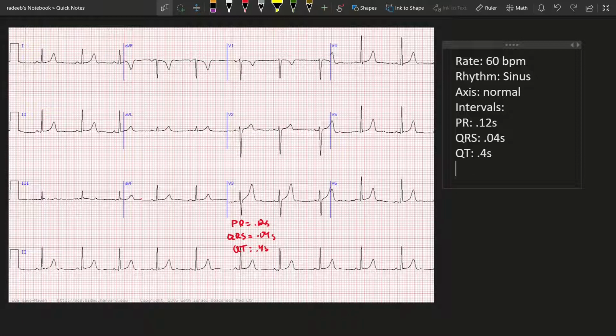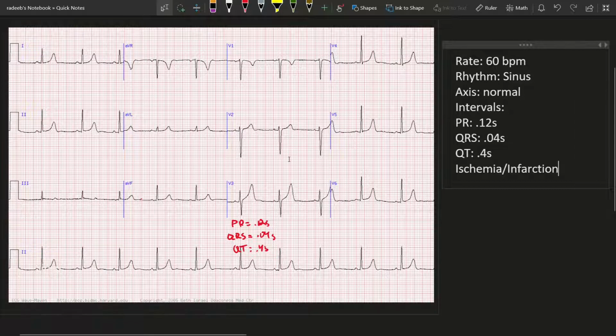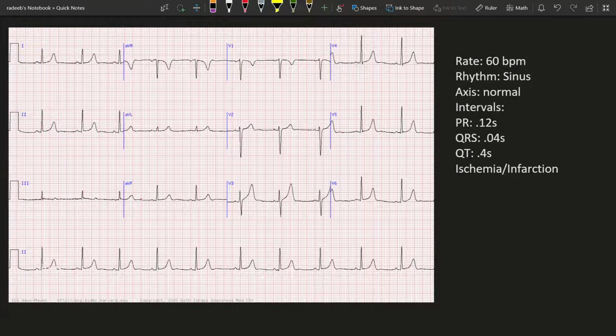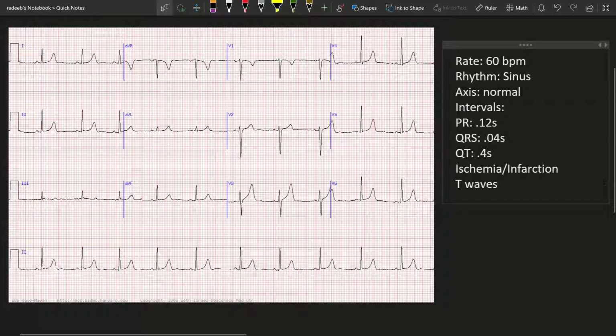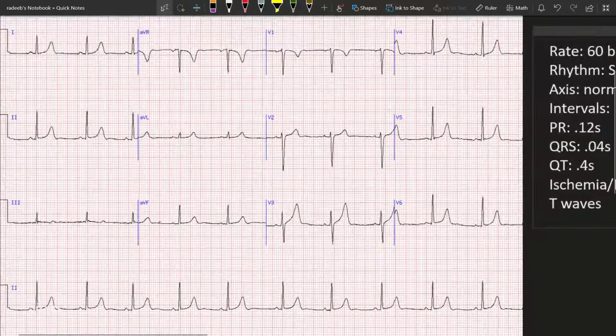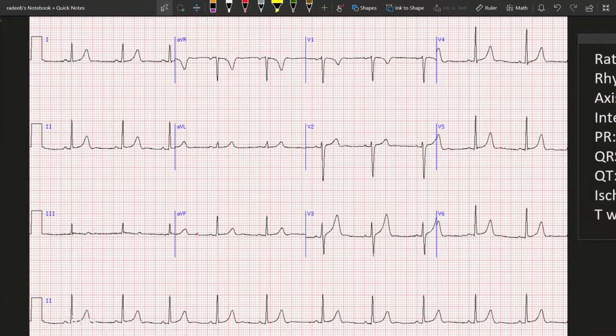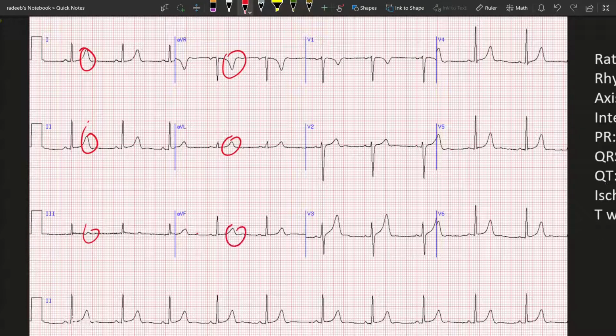All right, so the next and last thing is going to be looking for signs of ischemia and infarction. To do that, we have to know our different signs of ischemia and infarction. The first one is going to be T waves. Let's look at the T waves, and the way I normally do this is I look at the entire EKG and put my eyes on every T wave from every lead, and I want to see that they're all upgoing where they're supposed to be upgoing.